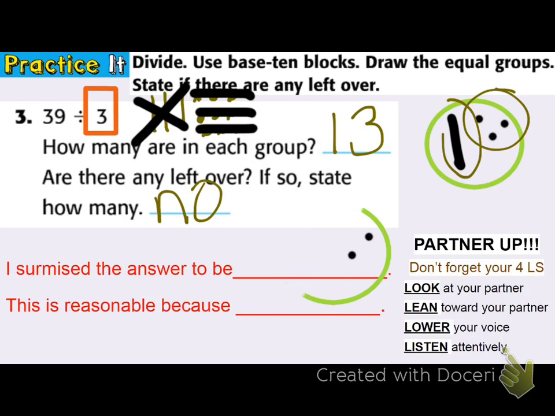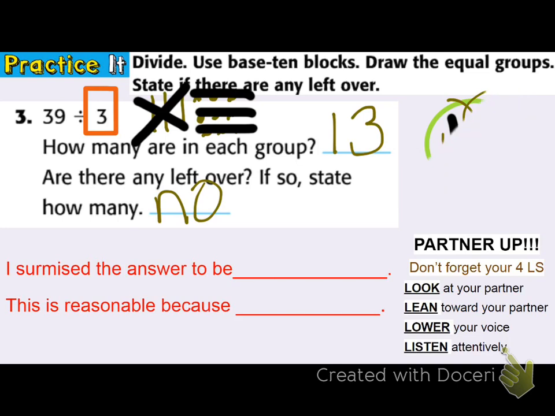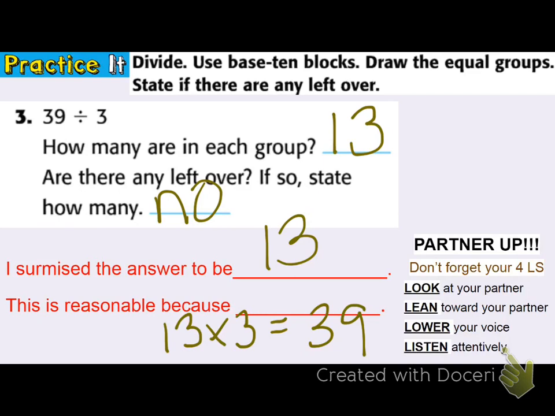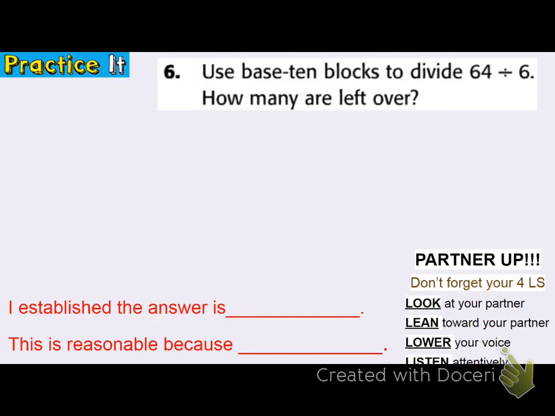So now let's look. So what do I surmise the answer to be? Well, 39 divided by 3 is 13. Okay, and I'm going to use a fact family to prove my answer. 13 times 3 groups will give me 39. So I know my answer is reasonable. Okay, I'm still in practice it. Moving on to number 6.